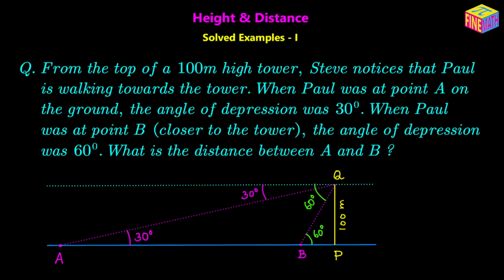Now we are going to use the tangent ratio here to establish some relationship, because ultimately we have to calculate the length of AB. So let me make a note of that here. We have to find the distance between the 2 points A and B.